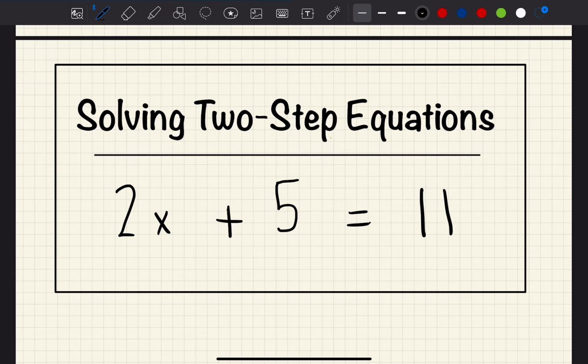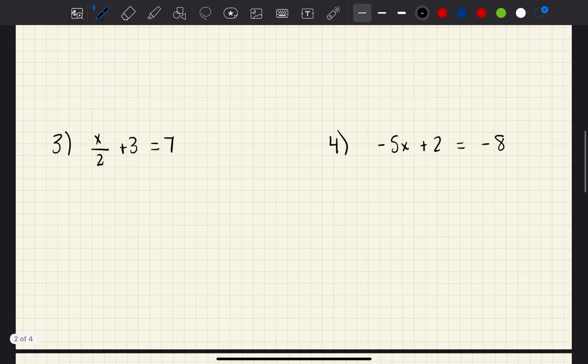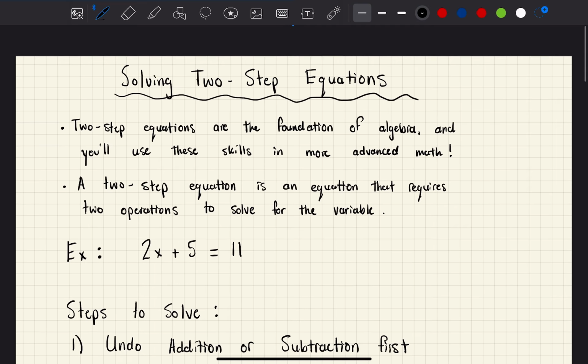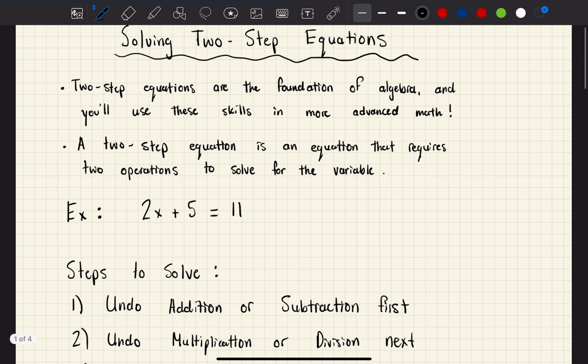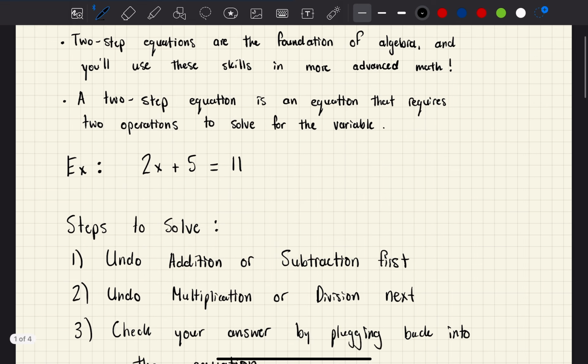Today we'll be solving two-step equations, and we'll go over a few examples with those equations. Okay, so solving two-step equations. Two-step equations are the foundation of algebra, and you'll use these skills in more advanced math. A two-step equation is an equation that requires two operations to solve for the variable, just like this example shown.